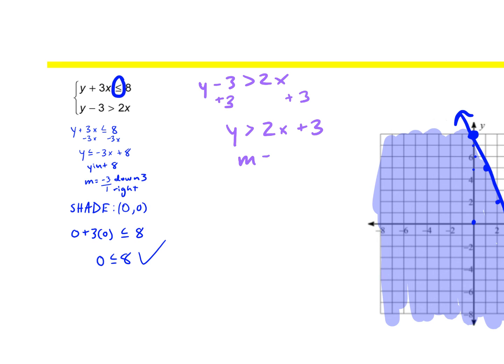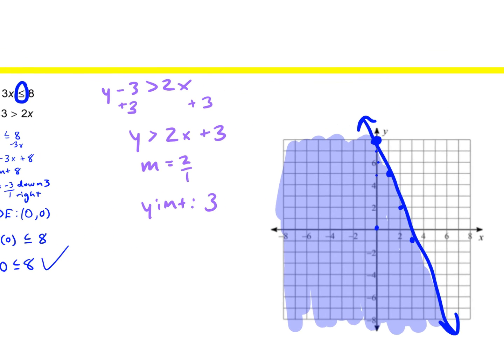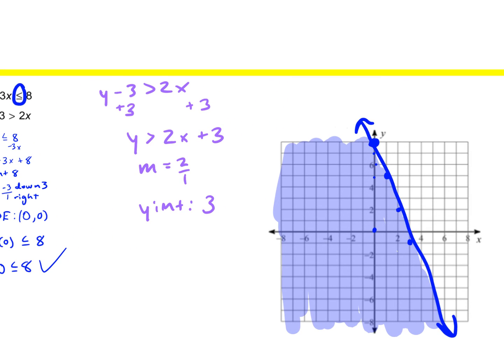What's my slope? 2 over 1. And what's my y-intercept? 3. So what's the first point I should put? Put a point at 3. And then how do I do the slope of 2 over 1? Up 2 over 1. So I'm going to go up 2 to the right 1, up 2 to the right 1.